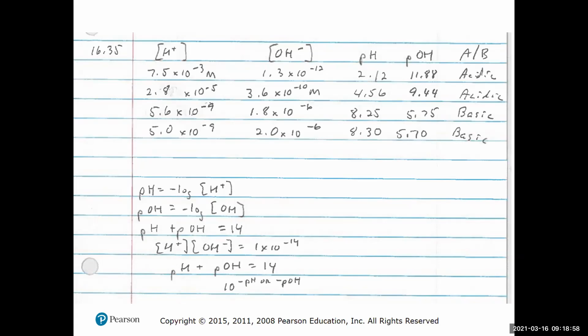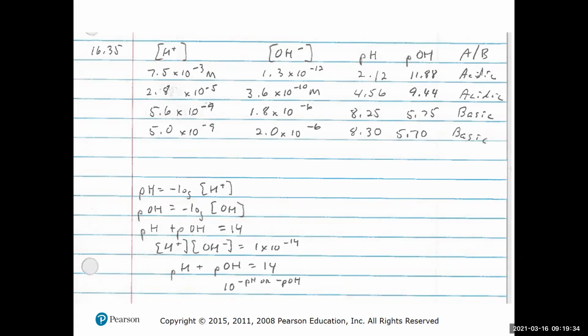So the things to remember, what's pH? pH is minus the log of the hydrogen ion concentration. pOH, minus the log of the hydroxide ion concentration. pH plus pOH equals 14. H plus times OH minus is 1 times 10 to the minus 14. Remembering those relationships are the key to doing something like this table.